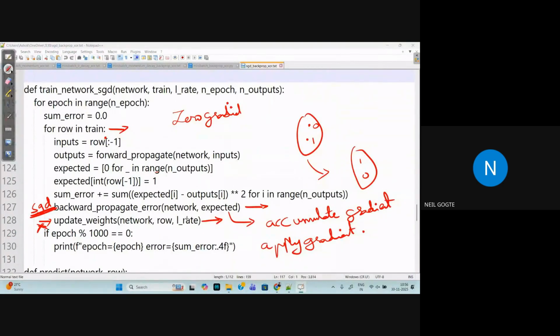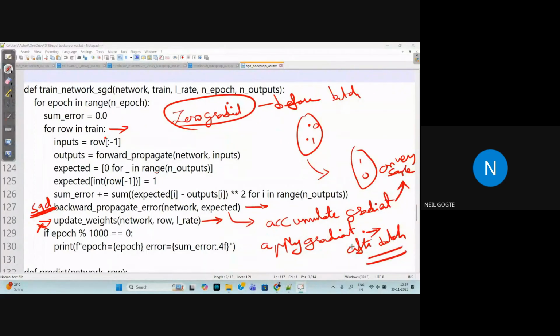So now we are going to do this: zero grad before the batch. Before the batch starts, accumulate gradient on every sample. Apply gradient after the batch. So this is the change we will do. So why don't I show you the training loop with mini batch, and then we will talk about how each one of those pieces got implemented, and then we'll come to today's session of how you make changes.